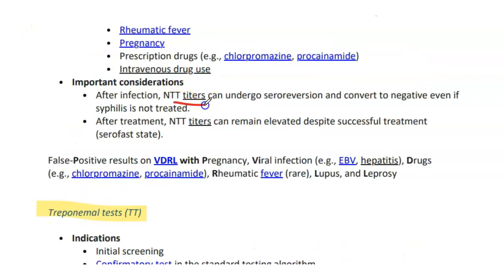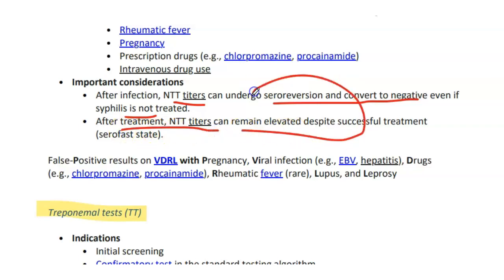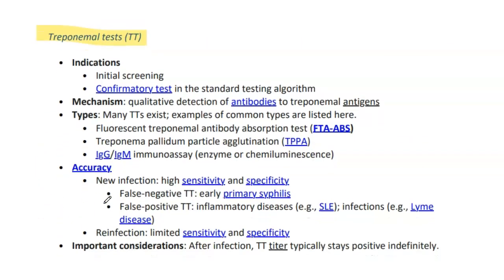So remember, non-treponemal titers can undergo seroconversion and convert to negative even if syphilis is not treated. Another condition is that after treatment, non-treponemal titers can remain elevated despite treatment, which is known as serofast. False positive results on VDRL: this is the mnemonic. P for pregnancy, V for viral infection, D for drugs, R for rheumatic fever, and L for leprosy. Then we have treponemal tests.